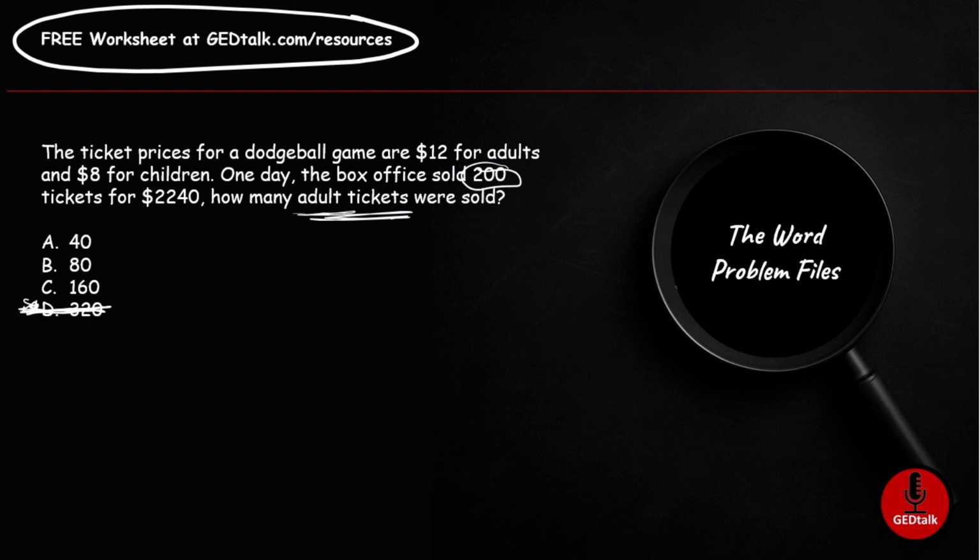So let's go ahead and set up our variables because we're going to need to figure out the equation to create in order to find out how many adult tickets were sold. I'm going to let A equal the number of adults.